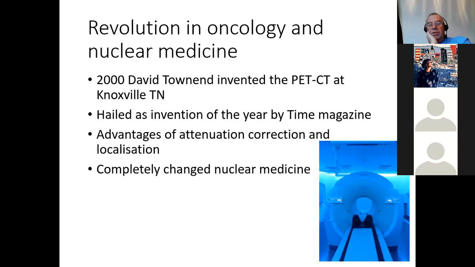But what did happen was a chap called David Townsend, sitting in Knoxville, Tennessee, invented a PET-CT scanner, which added PET to CT. And in 2000, Time magazine hailed this as the invention of the year. It enabled us to do attenuation correction and localization, and has completely changed nuclear medicine. And here's a picture of a PET-CT scanner.